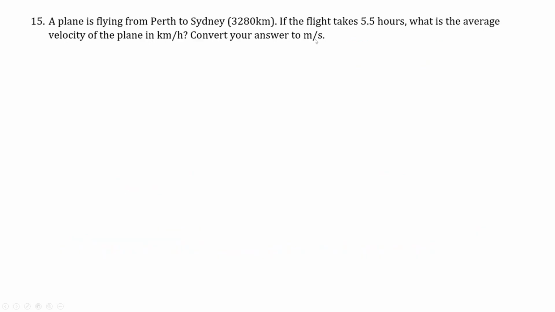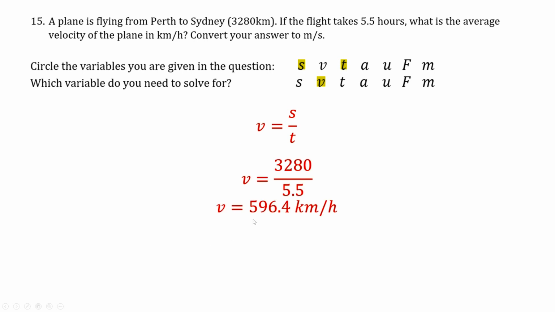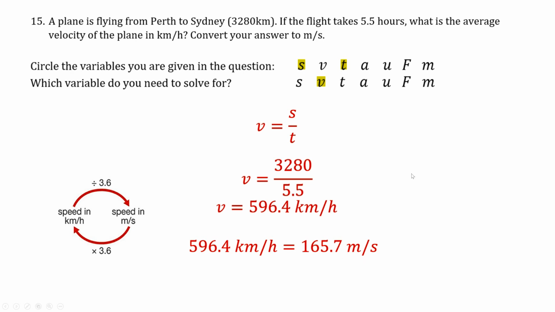Perth to Sydney, 5.5 hour flight. What's your average velocity? And then do the conversion afterwards. So these are the ones we have, S and T, V equals S on T, so distance divided by time. So 596.4 kilometers per hour, but it says convert it to meters a second. So I've got to use this conversion. And it should come out with 165.7 meters per second.